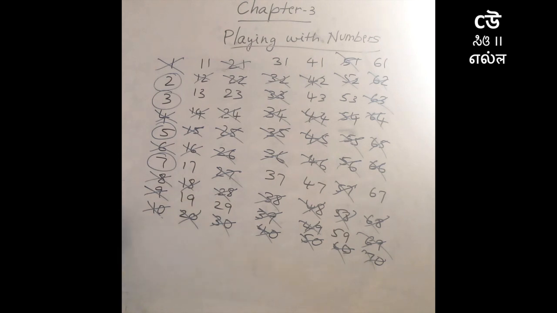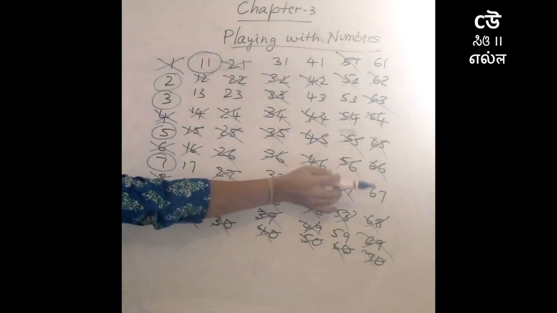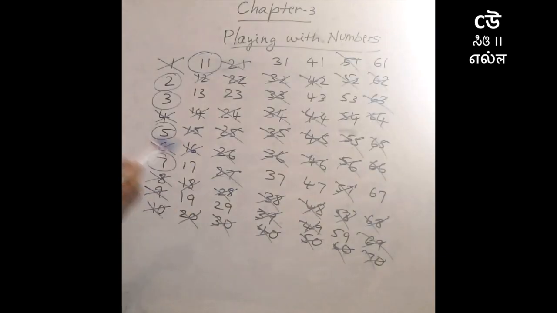Next number which we have, see, 1, 2 is done, 3, 5, 6 is done. Then we have all crossed numbers. Next you see which number we have, 11. So you have to cross out all multiples of 11. So multiples of 11 are 11 ones are 11, 11 twos are 22, 11 threes are 33, 11 fours are 44, 11 fives are 55, 11 sixes are 66, 11 sevens are 77. Like that only you have to cross all the multiples of 11.